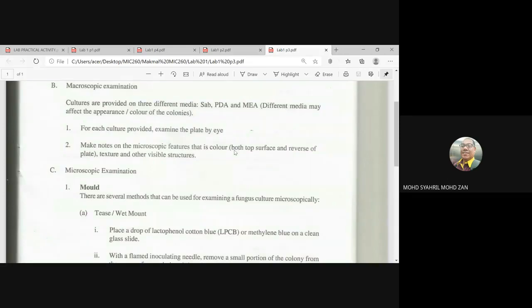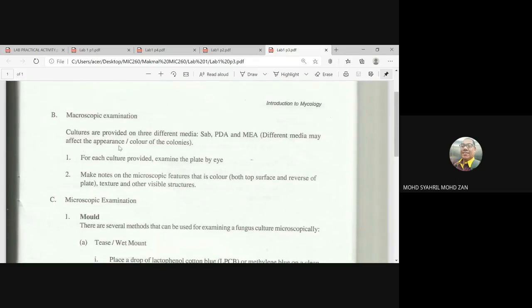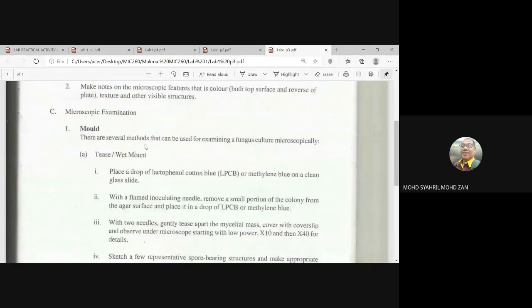Okay, so kena check antara top surface or reverse plate. Okay, top ataupun bahagian bawah tu, right? Yang kedua, texture, and then visible structure. Kalau nampak lah, okay, itu adalah step untuk B ataupun objektif number 2. Okay, microscopic examination. And then quickly go for the microscopic.